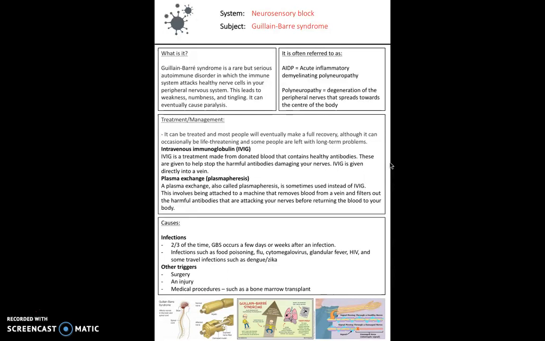Causes of Guillain-Barre syndrome are normally infections, particularly. So two thirds of the time it occurs a few days or weeks after an infection. The infection could be anything from food poisoning, flu, or even more rare viruses such as the Zika virus. Other triggers as well, so surgery and injury. So you're kind of thinking of anything that could cause some kind of infection, okay, is likely to increase your chance of suffering from Guillain-Barre syndrome.